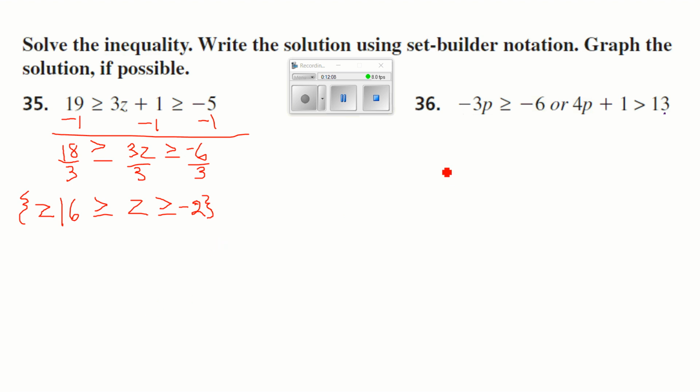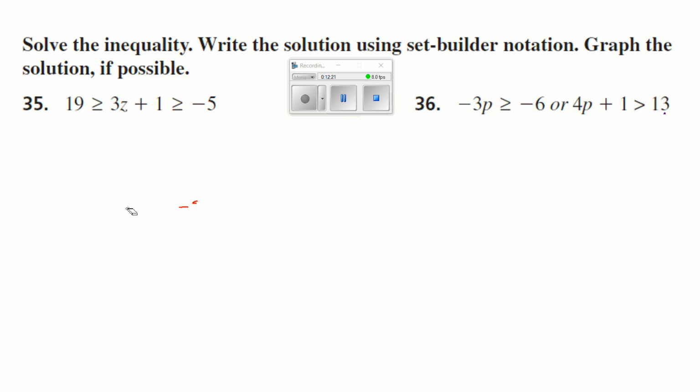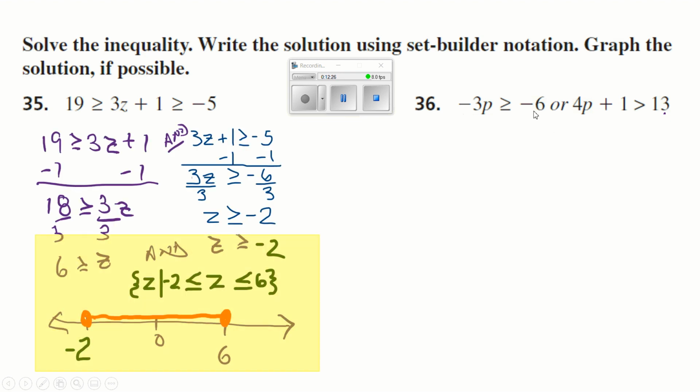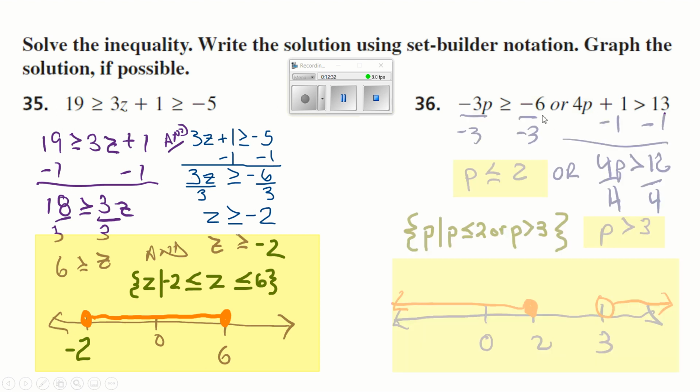All right, I'm going to go to number 36 now after I erase this. On this one, we're going to do these separately. So first, I'm going to have to divide by -3 on this side, which means I'll divide by -3 on this side. -6 divided by -3 is 2. So since I divided by a negative number, this symbol will turn around. This would be p is less than or equal to 2.